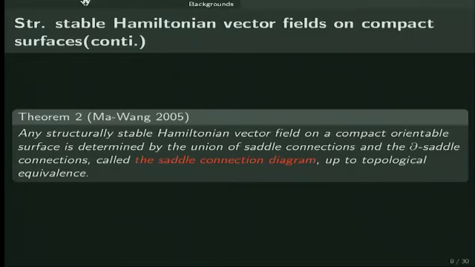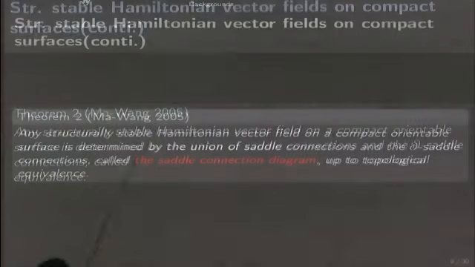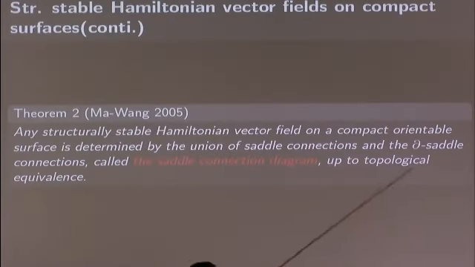And also, they show that any structurally stable Hamiltonian vector field on a compact orientable surface is determined by the union of the saddle connections and the boundary saddle connections. It's called a saddle connection diagram up to topological equivalence. So this means if we consider the flow, it's enough to watch just the saddle connections and boundary saddle connections.